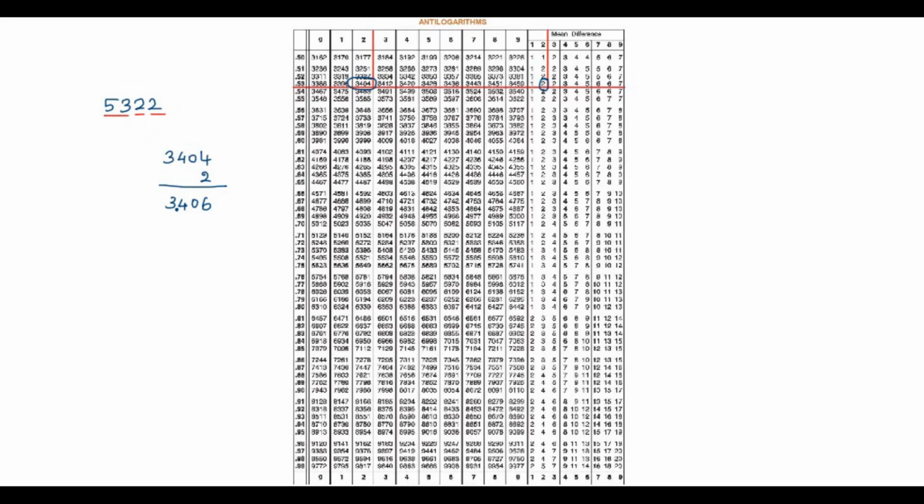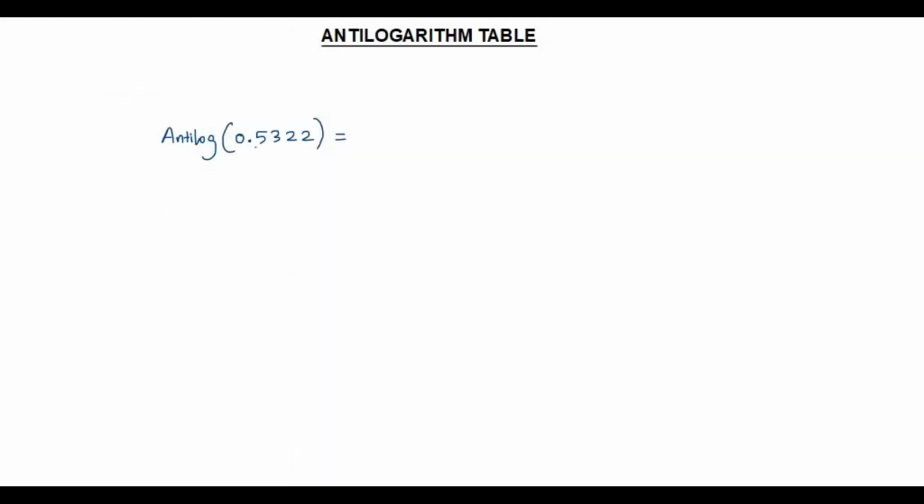Okay, let's move to the previous page. We got the value for 5322 in the antilogarithm table, that is 3.406. Whenever we get a value from the antilogarithm table, it has to be multiplied by 10, and for this 10 the digit we have here before the decimal should be taken as exponent. Then we get 10 to the power of 0.